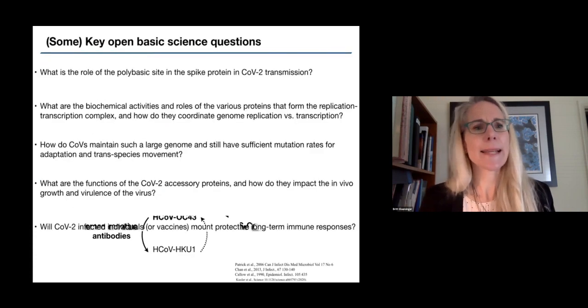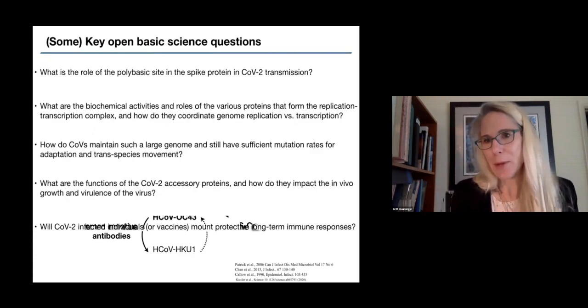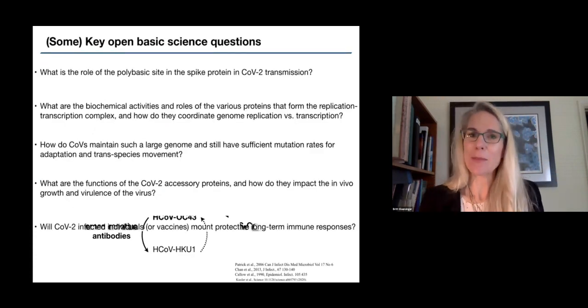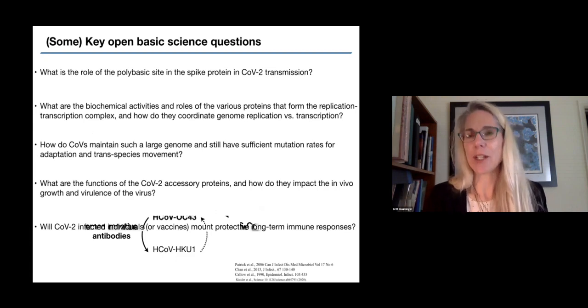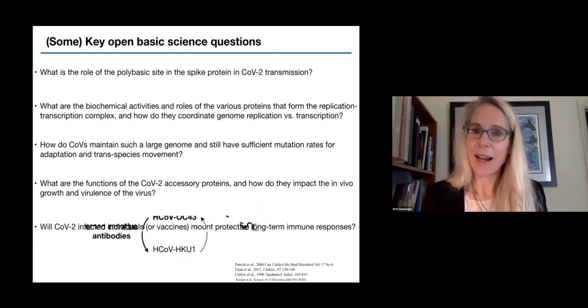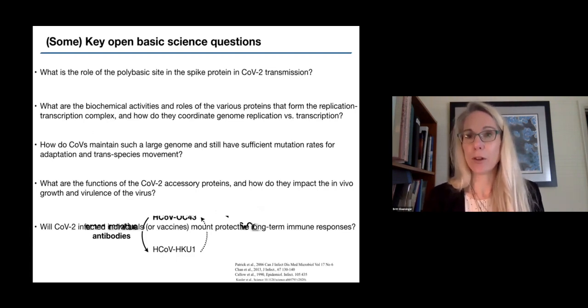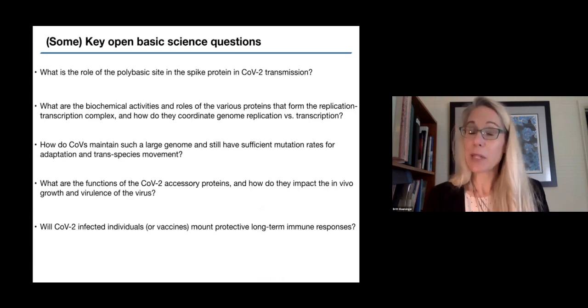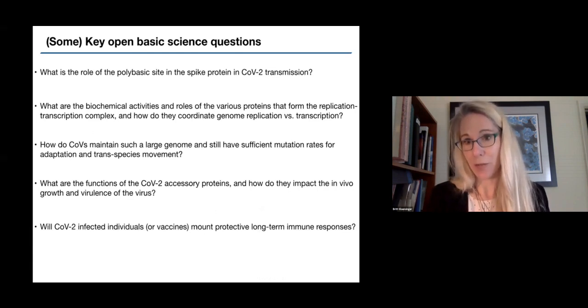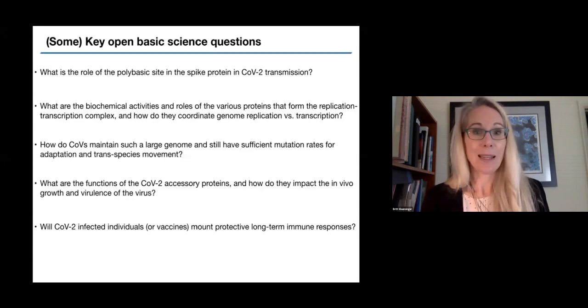And then as my last slide, I'm just going to list up here, and I'm not going to read through these, but you can look at them as you want, what I think are some key open basic science questions that are going to be important to address and resolve as we learn more about these viruses, for interpreting COVID-2 and potentially future zoonotic transfers of additional coronaviruses. So with that, I'll stop, and I'm happy to take any questions if there are any.